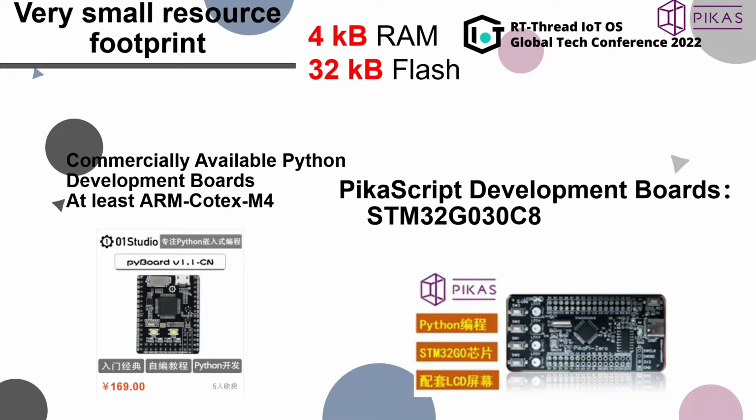PikaScript has an officially maintained evaluation board. This development board is based on STM32G0 with only 64 KB flash and 8 KB RAM. It can not only run the PikaScript kernel, but also install the complete peripheral driver packages. This level of microcontroller is unthinkable for MicroPython.